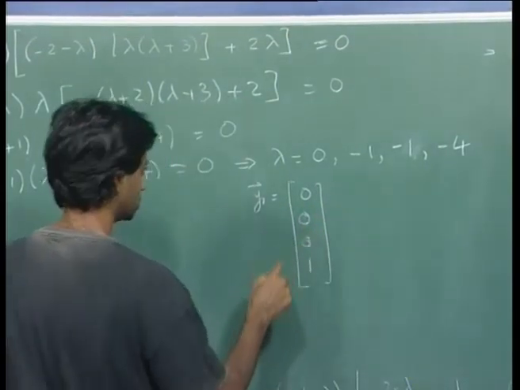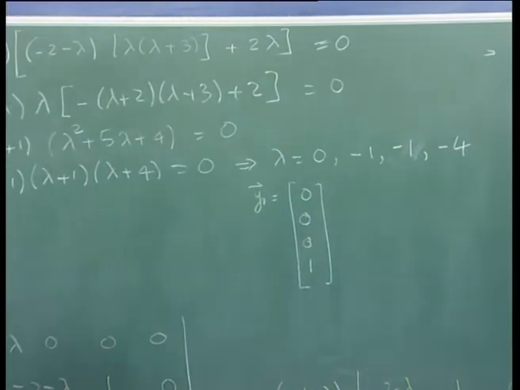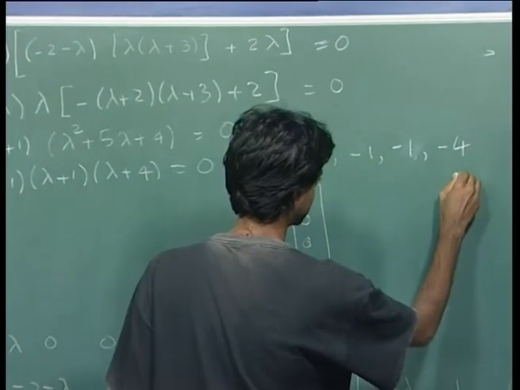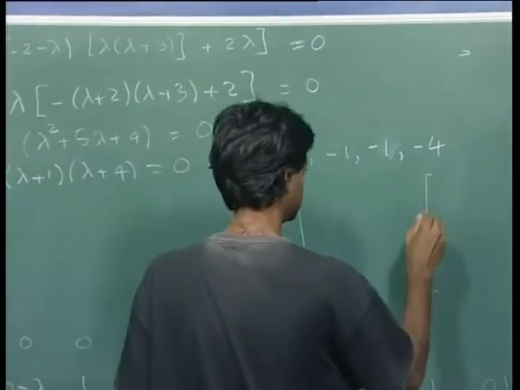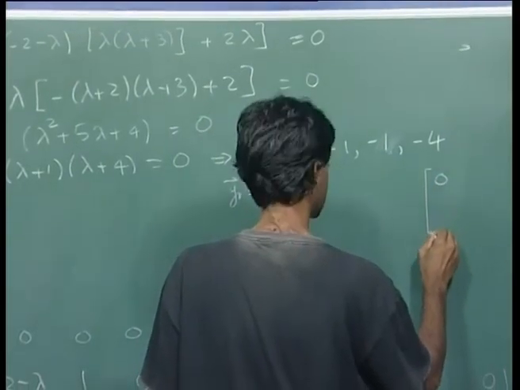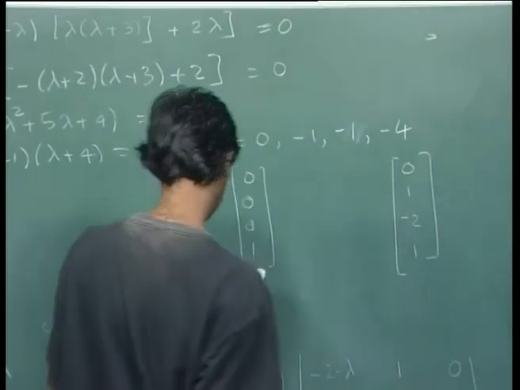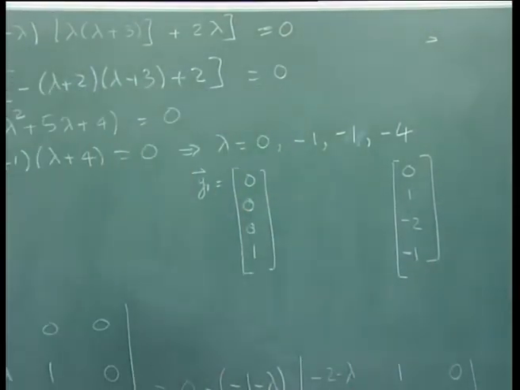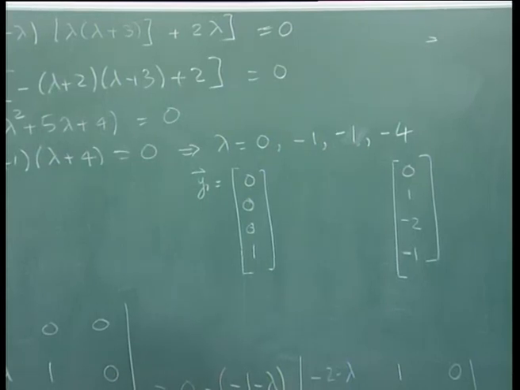Okay. So corresponding to this eigenvalue, this is the eigenvector. Corresponding to this eigenvalue, corresponding to minus 4, the eigenvector is 0 1 minus 2 1, minus 2 minus 1. Okay. Now corresponding to minus 1, this is a doubly degenerate eigenvalue.